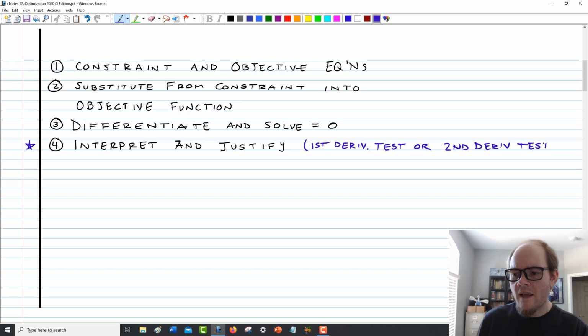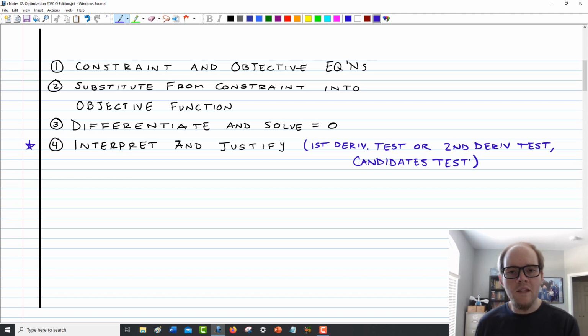And then third, although it hasn't necessarily come up on the problems that we include in here, it could also be the candidates test. It just depends on the context of what's there. As I said, I'm pretty sure almost all of these have been, like the candidates test part has been neutered, but the idea is there.